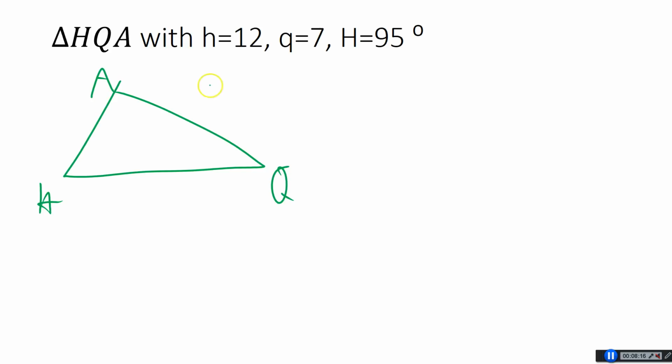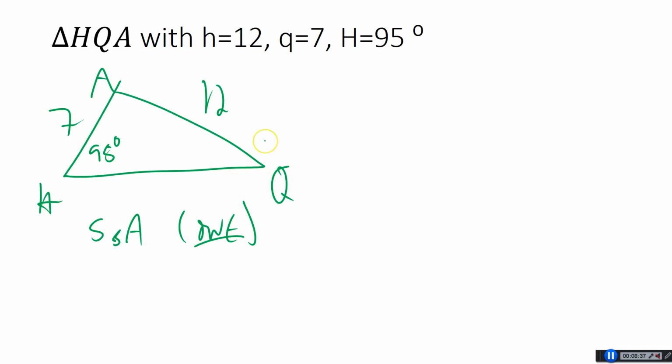And we have little h is 12, little q is 7, and angle h is 95 degrees. Okay, so let's see here. What do we have? We have a big side, little side, angle. Hey, that's unique. Okay, so it's going to give us one triangle. So it's important to classify because that's going to tell us if we're going to have this one triangle or two triangle situation. So let's find angle q.